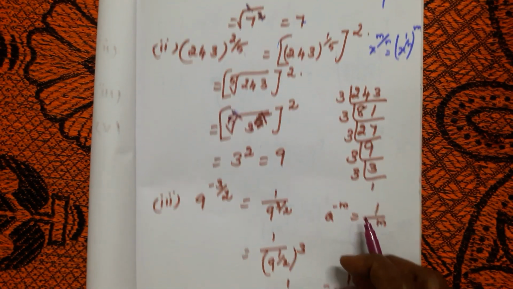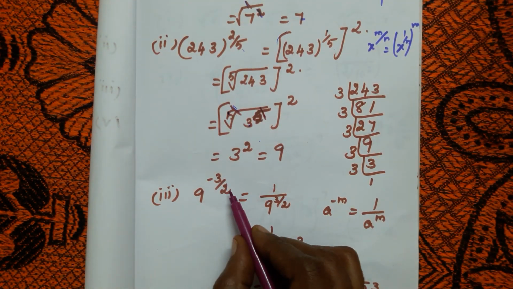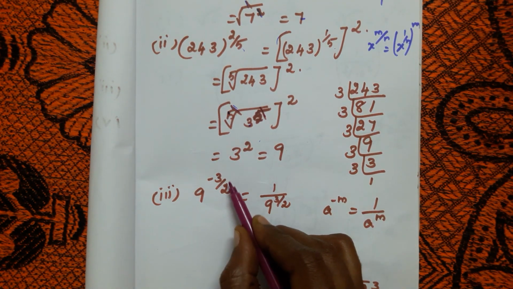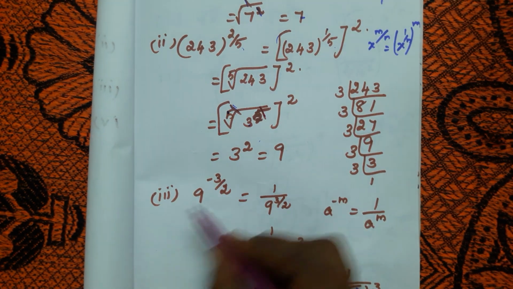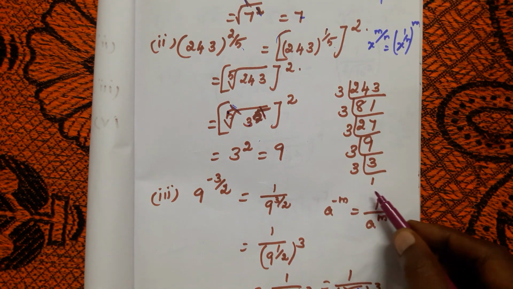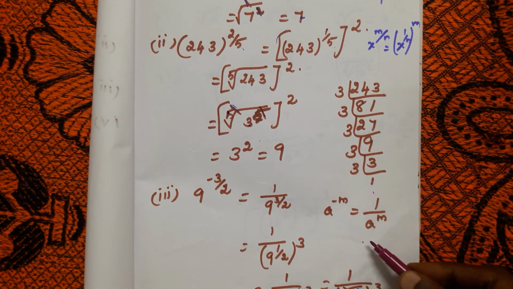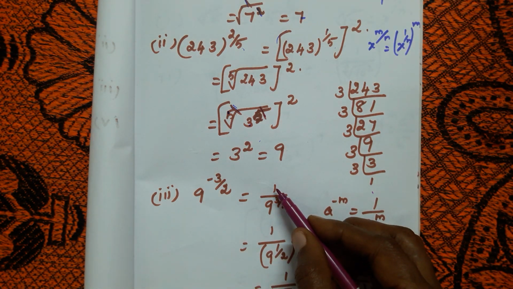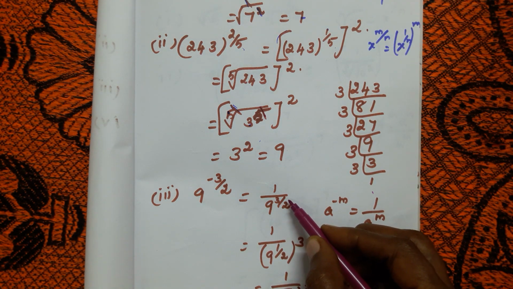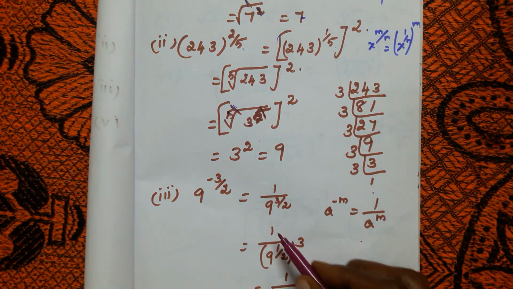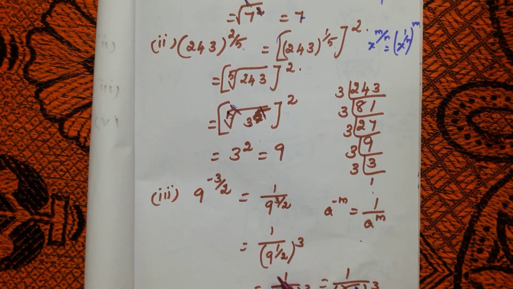Then the third problem, 9 power minus 3 by 2. We have to find the value of this. First, a power minus m is equal to 1 by a power m. So we can write it 1 by 9 power 3 by 2. It's equal to 1 by 9 power 1 by 2 the whole cube.